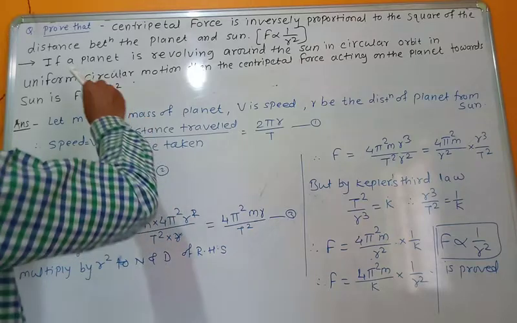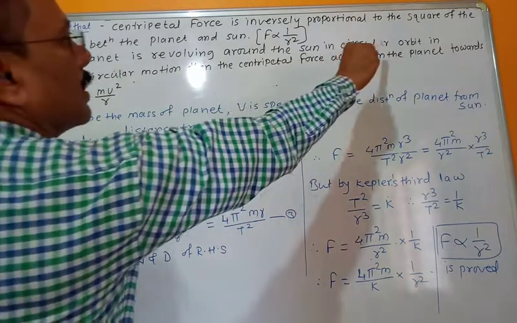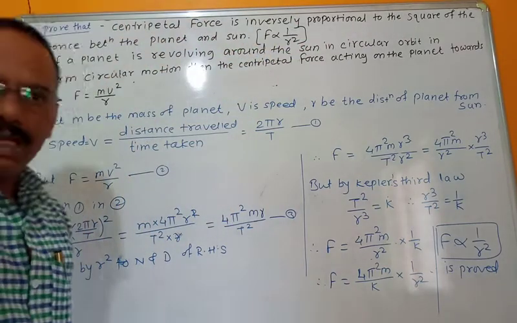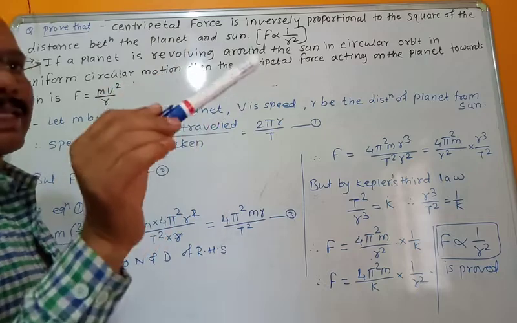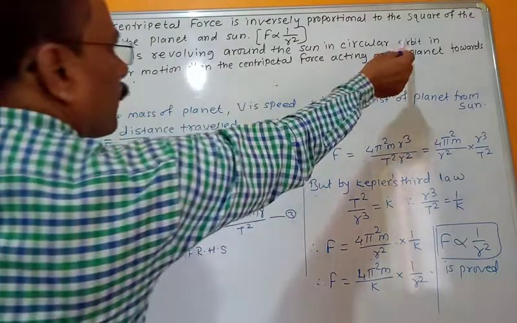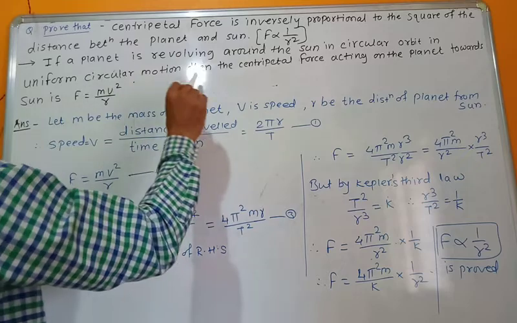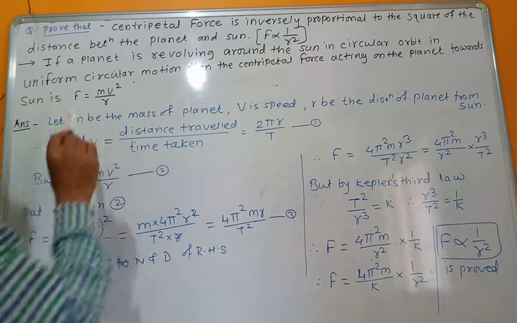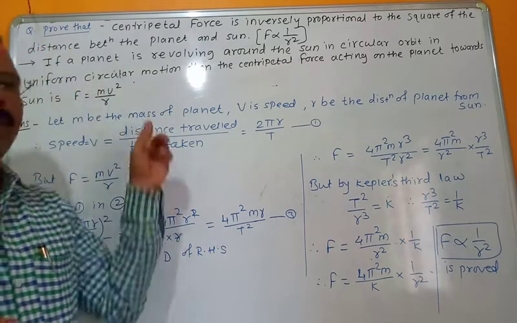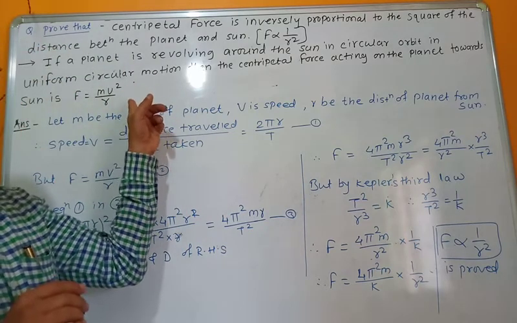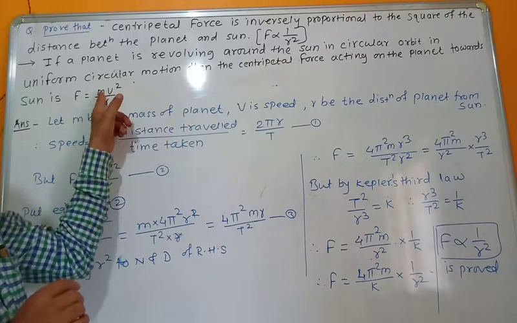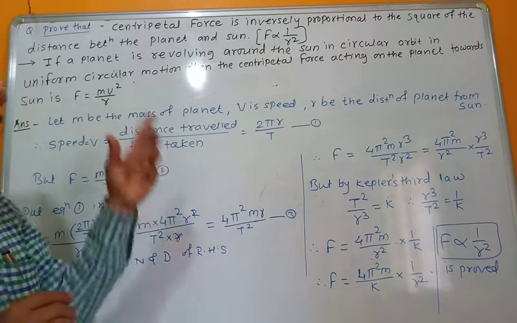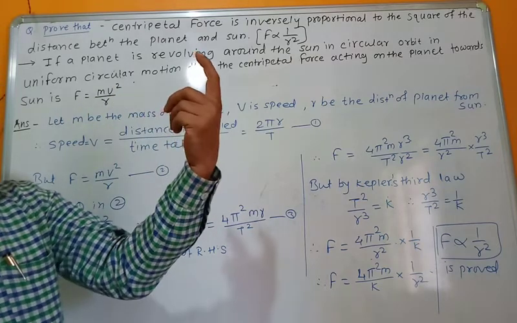How to prove that? Suppose a planet is revolving around the sun in a circular orbit. You know, all planets are revolving around the sun. A planet is in uniform circular motion. Then the centripetal force acting on the planet towards the sun is F equal to mv square by r. Here m is the mass of that planet, v is the speed of that planet, and r is the distance between the sun and the planet.